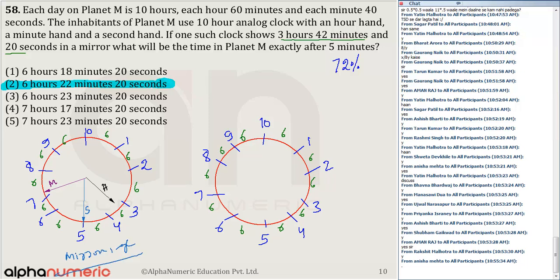Okay, so if this is my mirror image and I plot its mirror image, the second hand will be at exactly the same position. The position of the second hand is not going to change, okay? So I can mark the second hand. And even in the options you can say the second hand is at 20. So I can say this is 20.